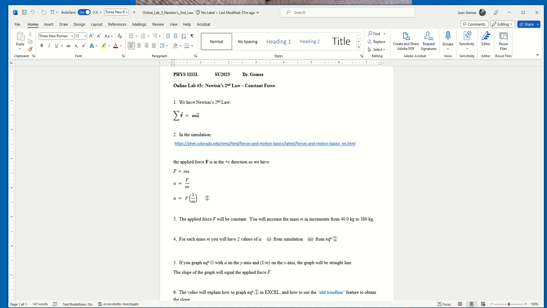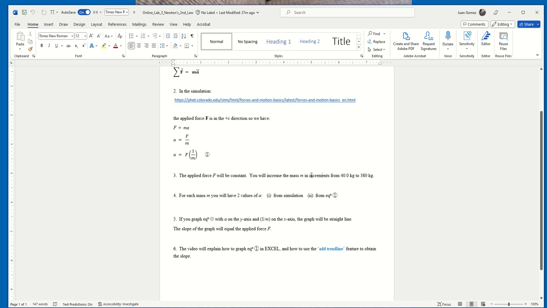Now, in this lab, we're going to keep the applied force constant, and then we're going to increase the mass in increments from 40 kilograms to 380 kilograms. And for each of those masses, we're going to have two values of the acceleration. One value that we simply read from the simulation, and the other value that we calculate from equation 1, a is equal to F times 1 over m, or F over m. So we're going to have one column which will give us the simulation values, and the other column which we calculate using equation 1.